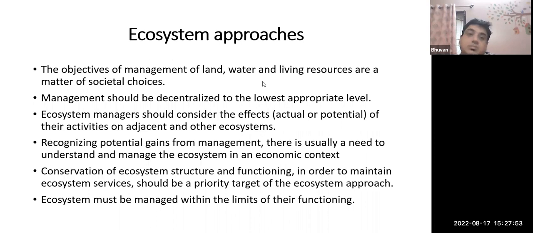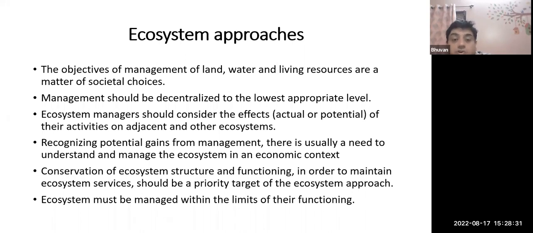Then we have the ecosystem approaches. There are various kinds of ecosystem approaches which can be followed for the conservation of the agrobiodiversity, which basically focuses on the conservation of the entire ecosystem, the processes of the ecosystems, and the various kinds of functions which are related to the ecosystem. So this kind of ecosystem approach basically should be decentralized to the lowest appropriate level. This must be ensured.